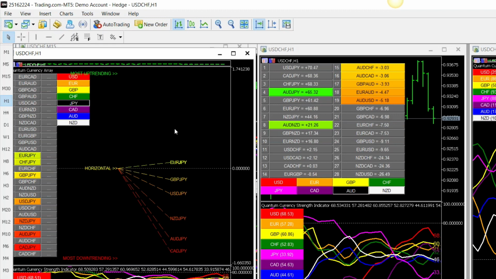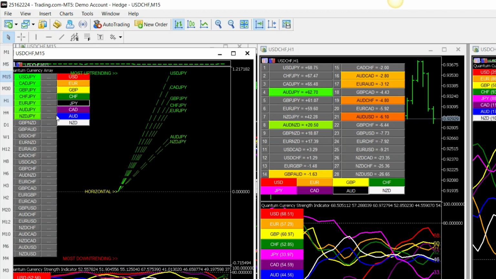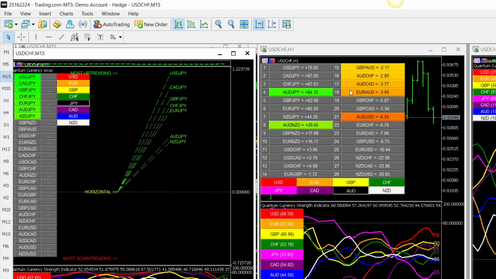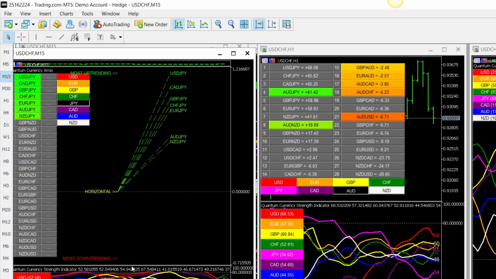It's a much more measured way of ranking the pairs. But if you take this down to the 15-minute, you can actually see they correspond more with what's going on in the hour, which is why I said the 15-minute and the hour actually work very, very well.